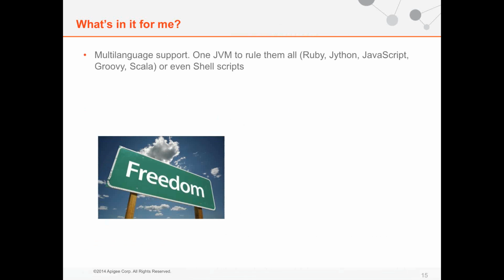In addition to these benefits, it's about multi-language support. We already mentioned you can have Ruby, Python, JavaScript, Scala, many other languages, or even shell scripts that run on this platform. And another benefit, it's backed by Apigee and the open source community. This plugin has been around 5 years, so there has been some development behind it. So you get the benefit of standing on the shoulders of giants, basically.